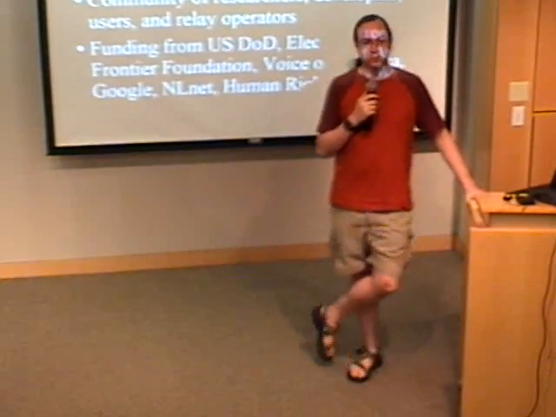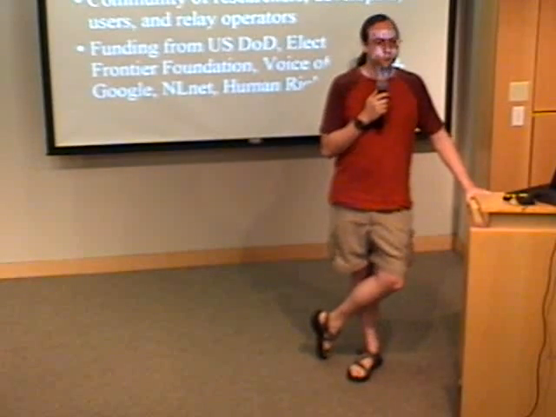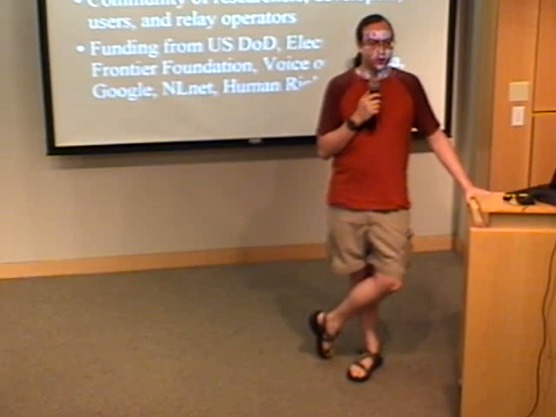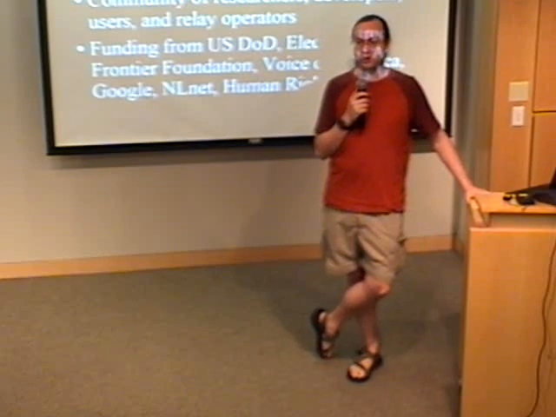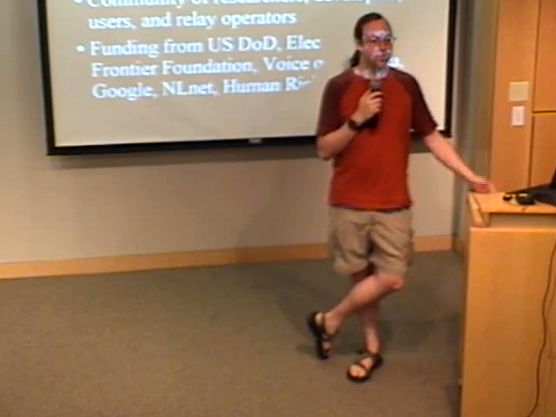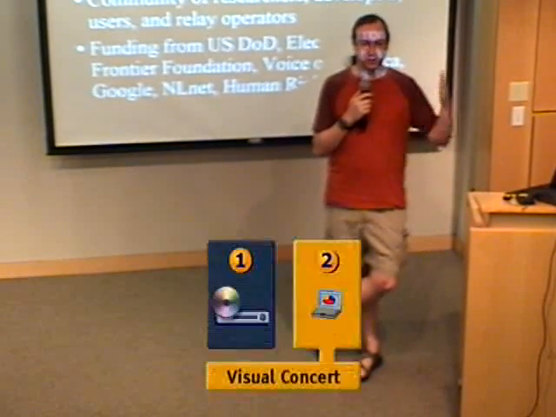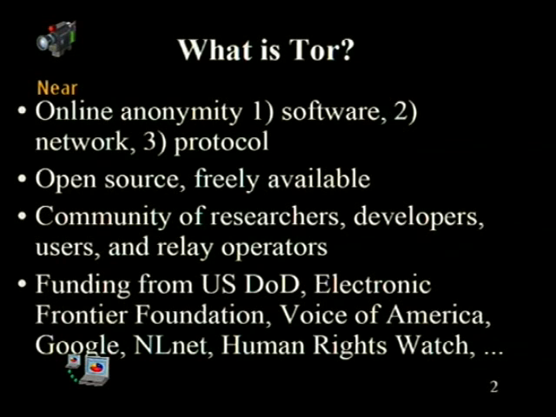So Tor is online anonymity software. It's also a network of volunteers around the world who are running relays, and it's also a protocol. We have an RFC style spec that says this is how you can build your own compatible Tor client. And there are several groups in Germany who built their own compatible Tor clients, a fellow in Canada, somebody at Yale. So we try to make it really easy to build software that will interact with the Tor network. Open source, freely available.